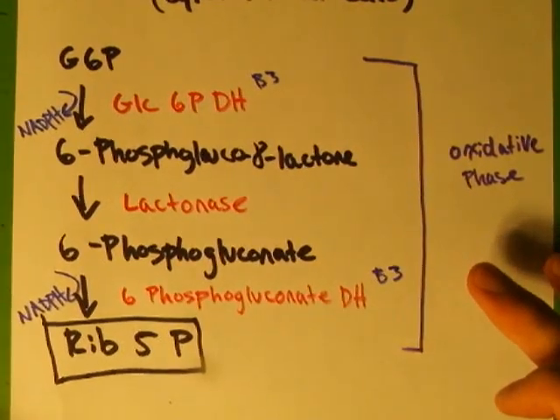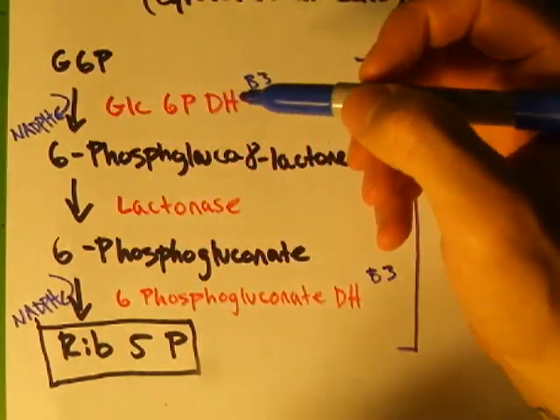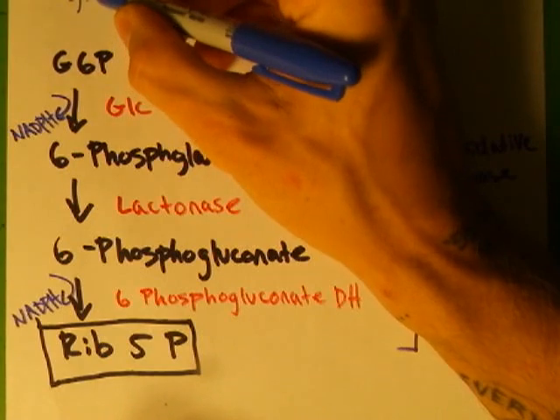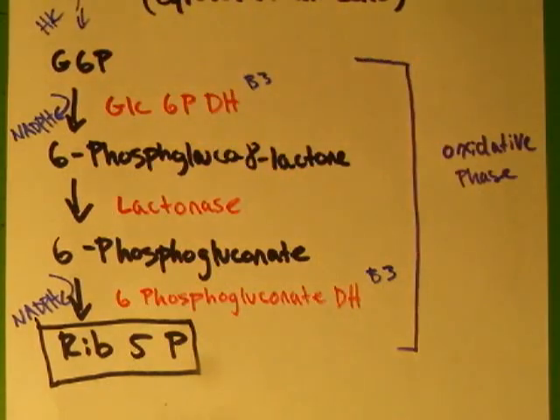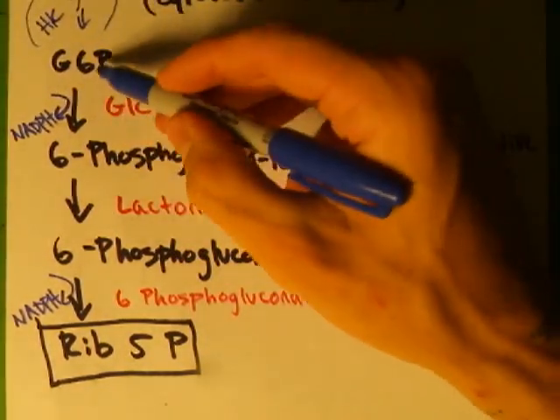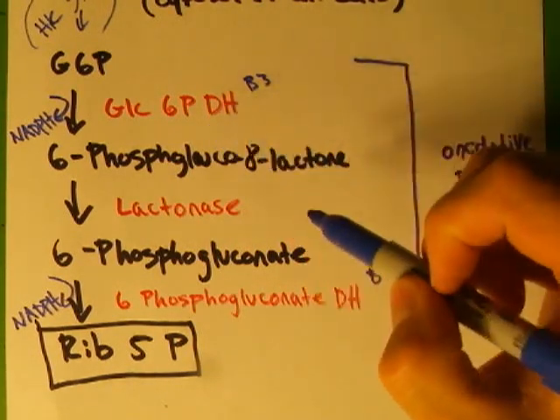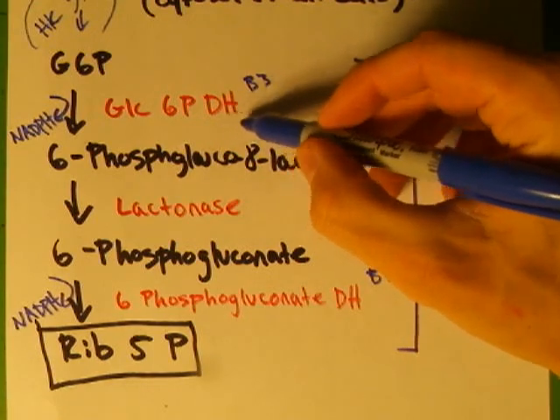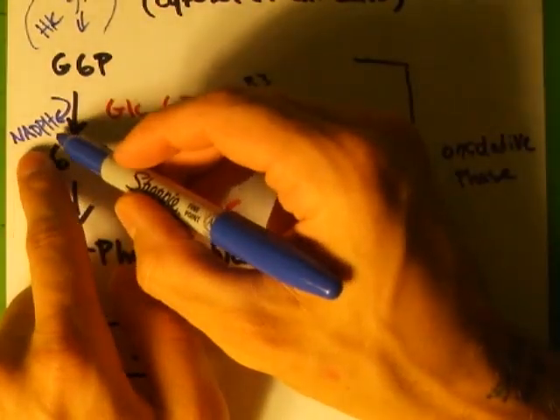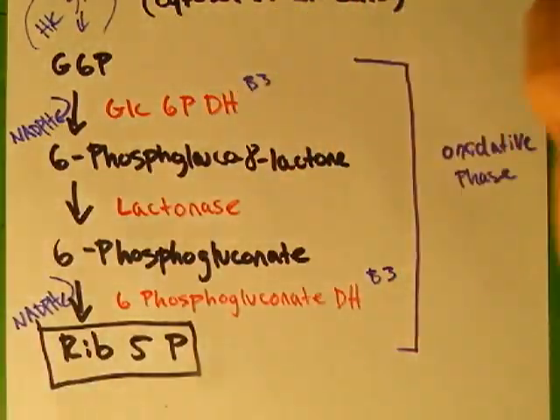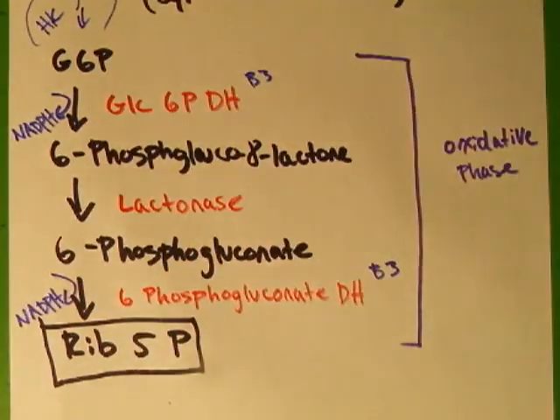So the first part is the oxidative phase. That starts with glucose 6-phosphate, and of course that comes from just glucose through the glycolysis steps. And then it takes a different route. Another enzyme comes in called glucose 6-phosphate dehydrogenase. All dehydrogenases are niacin B3 dependent, and you can know that because they make NADPH in the PPP here. So NADPH is made in steps 1 and 3.